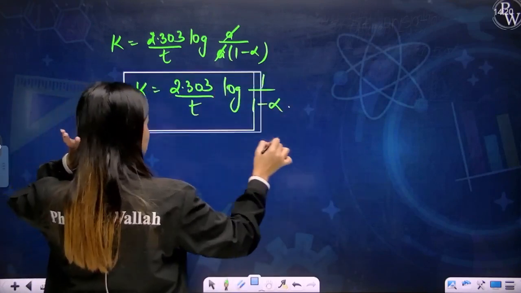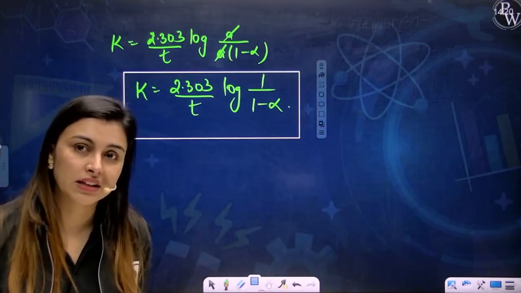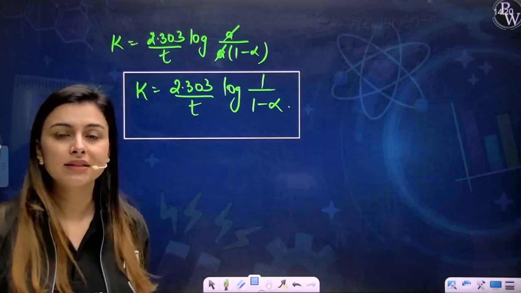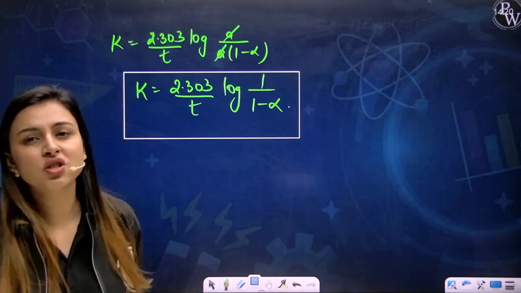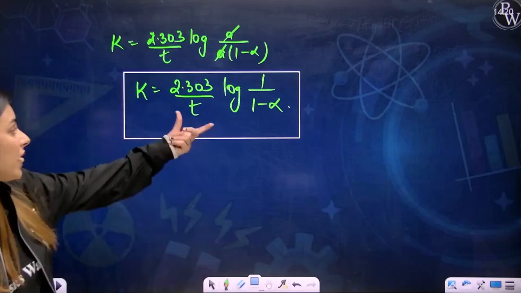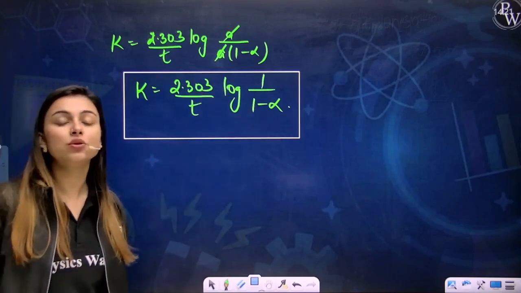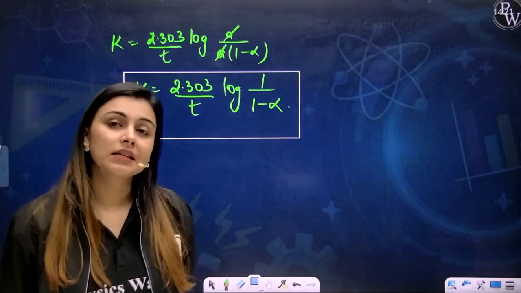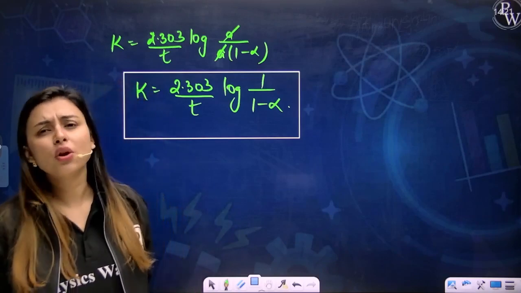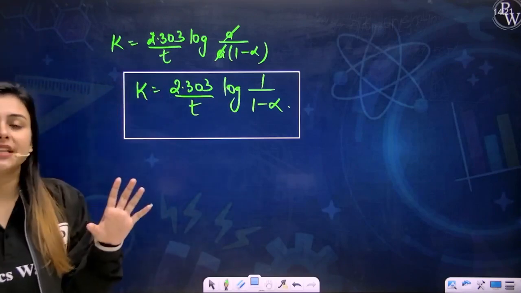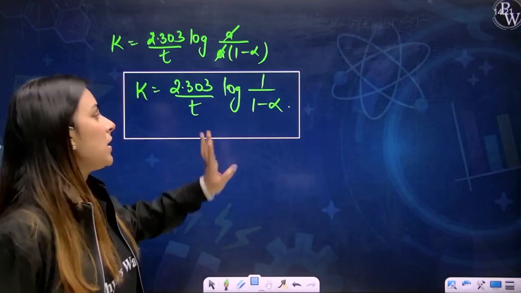And this is your integrated rate law in terms of degree of ionization. Whenever you are given the degree of ionization, you need not calculate the initial amount or how much is reacted, because you are given the alpha value. Just incorporate it into this expression and you will find your answer. You only need the alpha value, not the initial amount A or the amount reacted X.